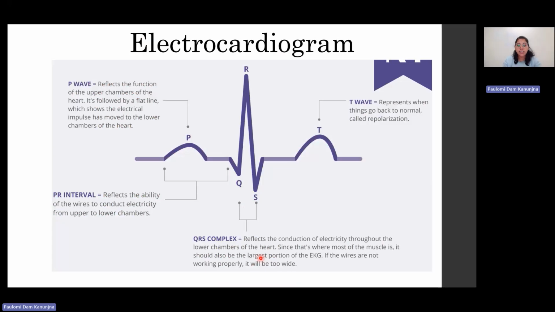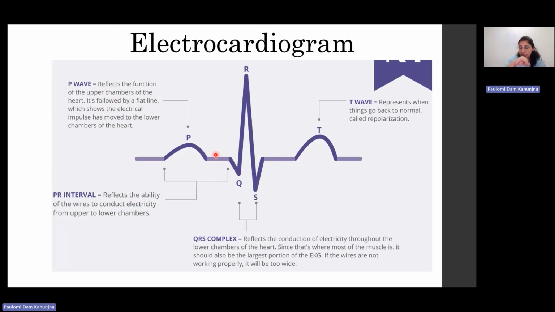And lastly, this is the kind of image that you would have seen when people check the heart activity. It's called an electrocardiogram, which basically reflects all these different stages that we just read about. So as you can see, this is the kind of graph that you see. You will have a P wave, QRS, and T wave. Your P wave basically shows the electrical impulse as it moves to the lower chambers of the heart.